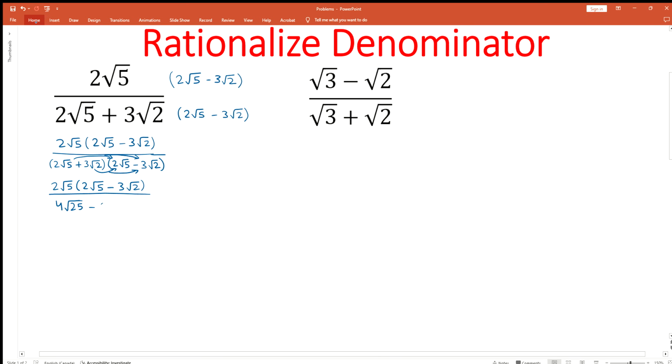I get negative 6 square root 10. We multiply 2 and negative 3 and 5 and 2. Next, we multiply 3 square root 2 and 2 square root 5. I get 6 square root 10. Next, we multiply 3 square root 2 and negative 3 square root 2. We multiply 3 and negative 3, which is equal to negative 9. And square root 2 times square root 2 is equal to square root 4.